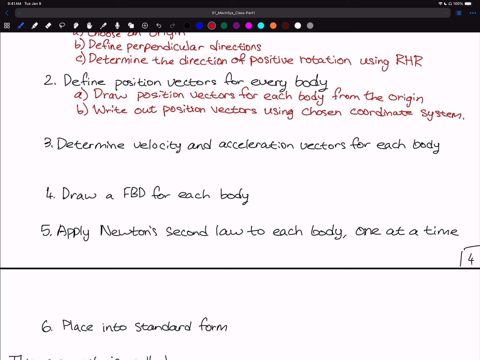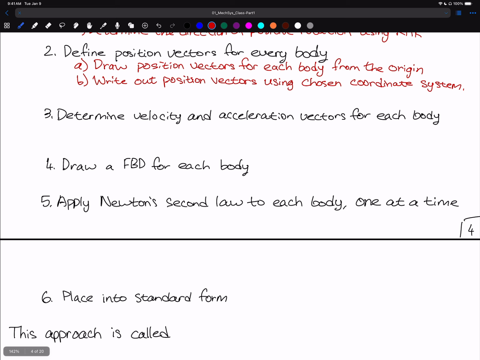The third step is to determine the velocity and acceleration vectors for each body. First step is just simply to differentiate the position vectors to find the velocity vectors.